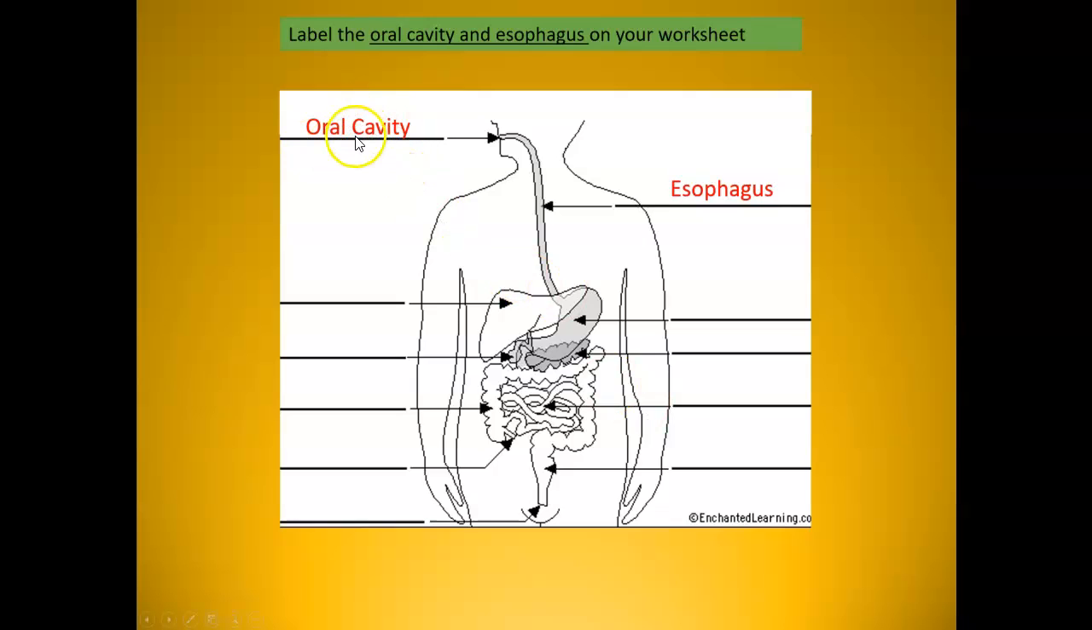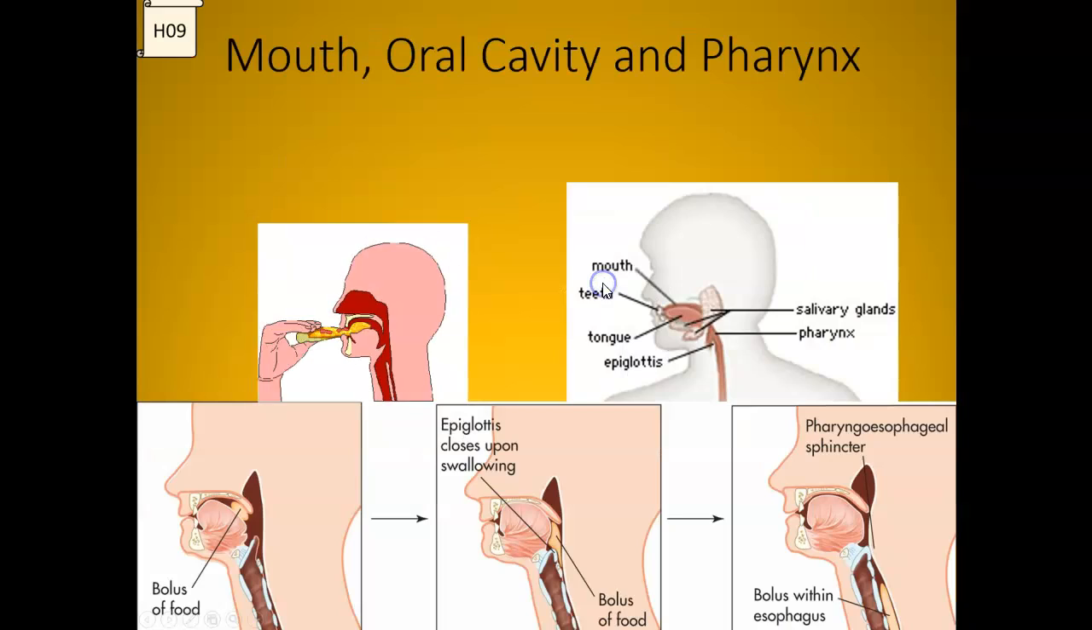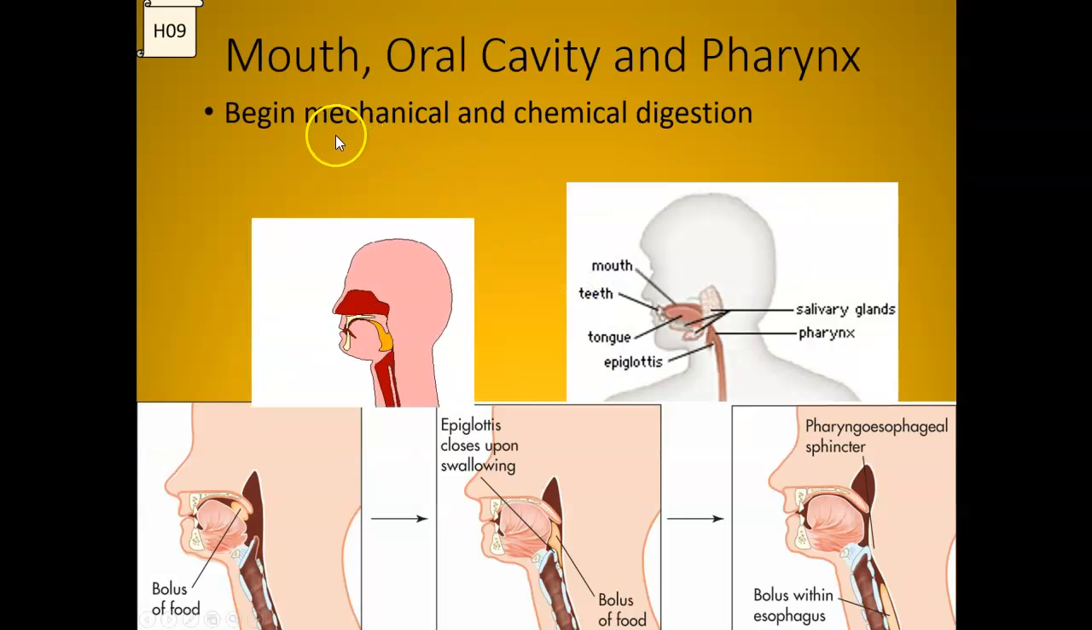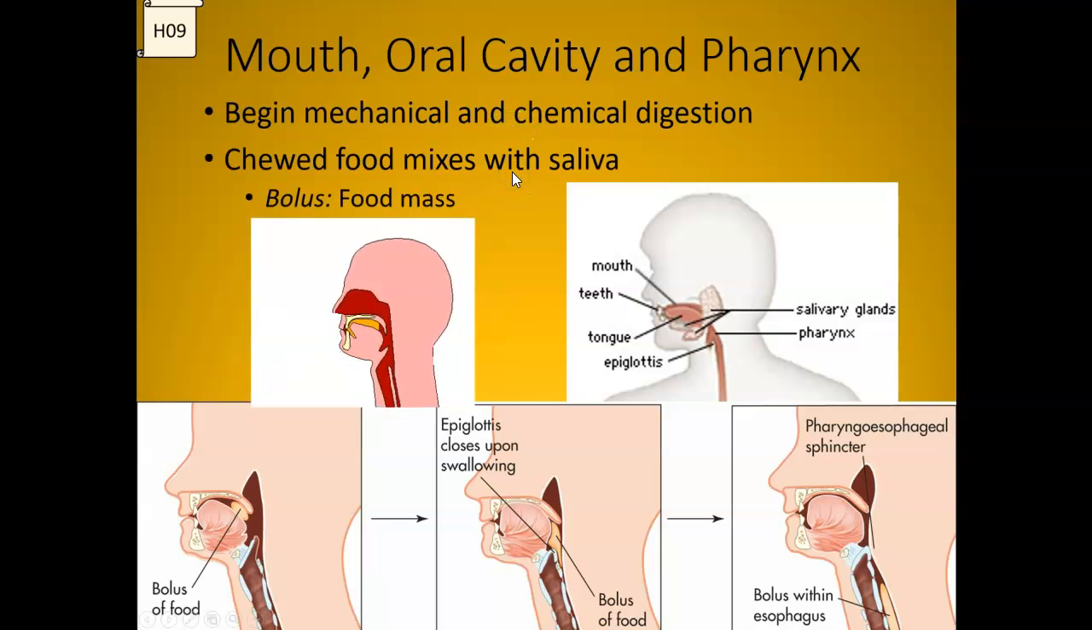All right, so we're going to go ahead and label some parts on our worksheet. So we'll start off labeling the oral cavity and the esophagus, and let's describe those. So the oral cavity is where we begin mechanical and chemical digestion. And what we're doing is we're chewing up food with our teeth, and we're mixing it with saliva. And this mass of food that travels down our throat, that's known as a bolus. That bolus of food is going to travel down there.